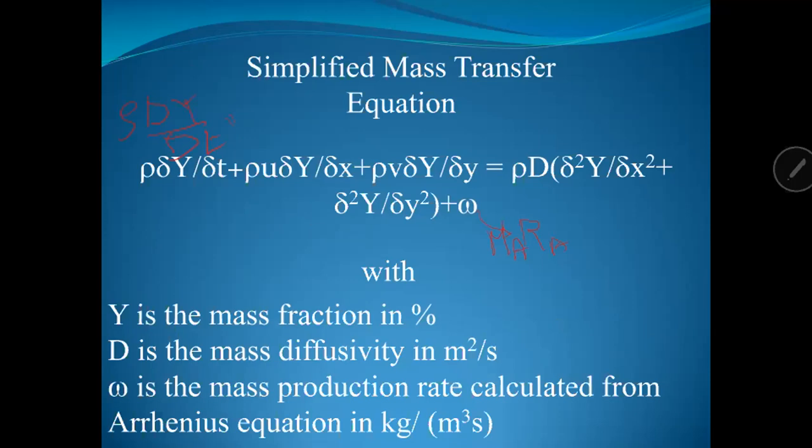In this slide, you see the units of the different symbols or physical parameters here. Y is a mass fraction percentage. D is a mass diffusivity in meter square per second. It's the same as the thermal diffusivity alpha and the kinematic viscosity nu. W is the mass production rate calculated from the Arrhenius equation in kilogram per meter cube per second.